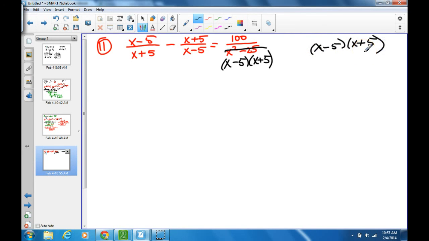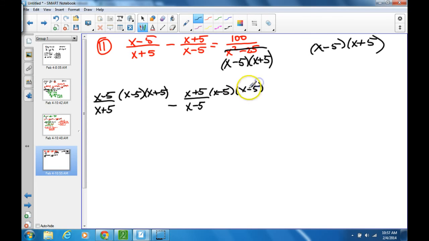Okay? So let's do that. We have X minus 5 over X plus 5 times this. And do the same thing for the second term. A lot of writing. I like the next step of this when you get to actually start crossing things out. That's fun. It's like checking things off your list.